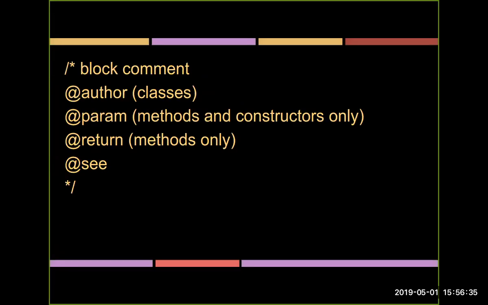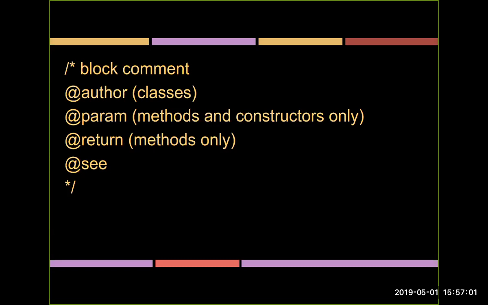So you have your author, that you would use that flag only with classes, or at the top of a file if the file had no classes. Parameters, so we would use this in methods and or member functions and constructors. So you wouldn't expect a parameter to a class because a class doesn't have any parameters, but a class's constructors and methods do.